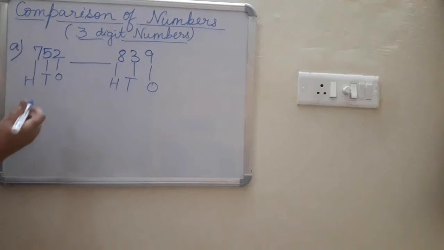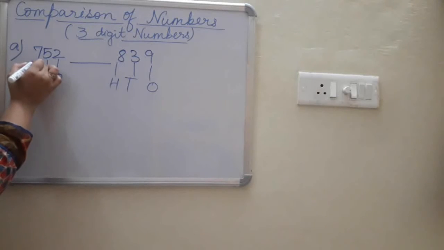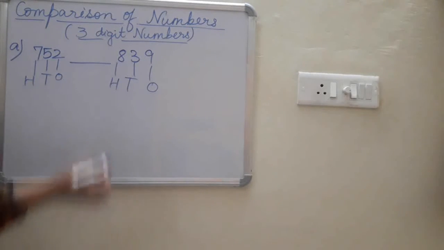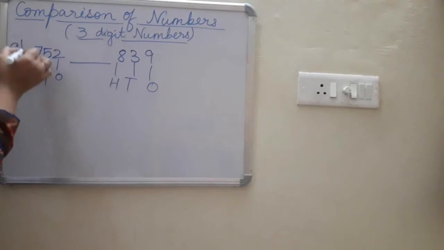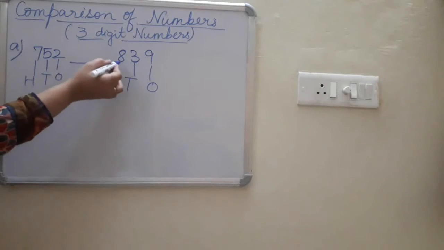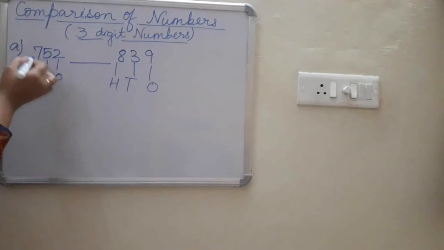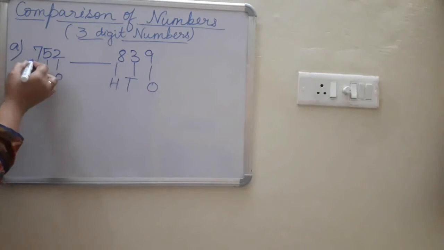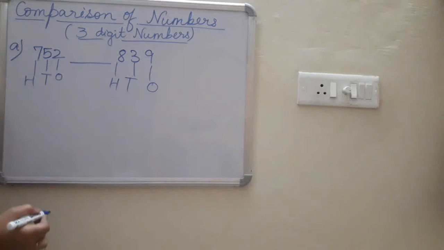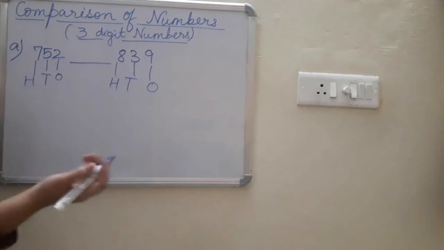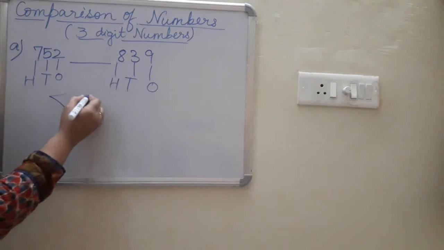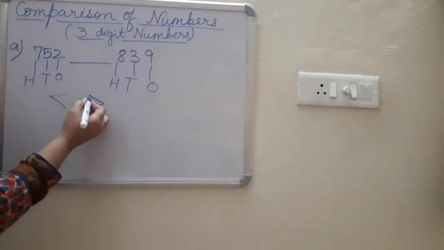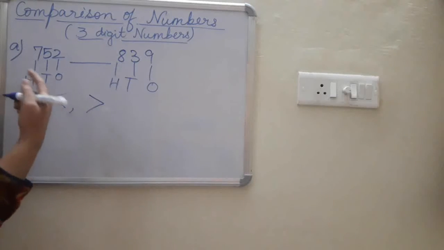So here children you can see, here the digit is 7 and here the digit is 8. As you can see, 8 is greater than 7. It means that the number 839 is greater than 752. So we are going to put the symbol. Now tell me which symbol will you put? This one or this one? As I told you, the open end faces the number which is greater.